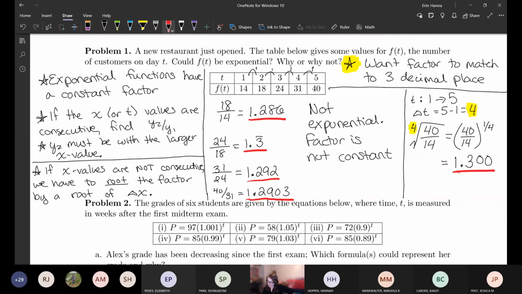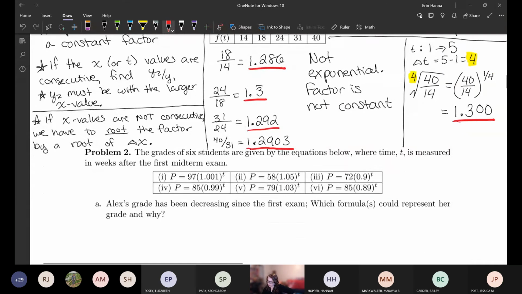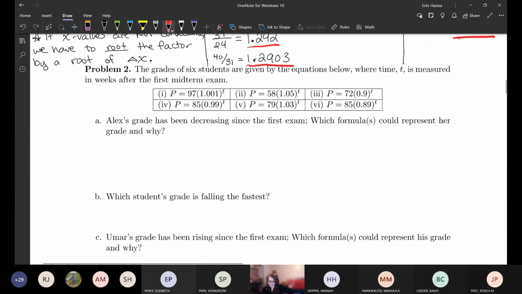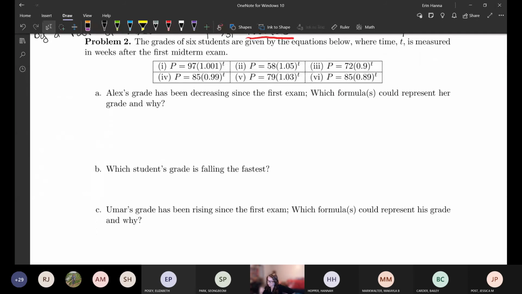So we've got the grades of 6 students given in the equation below, where time t is measured in weeks after the first exam. So we have a bunch of different equations to represent student grades. Alex's grade has been decreasing since the first exam. Which formula or formulas could represent her grade and why? So we want a decreasing function. Decreasing here is going to match with exponential decay.